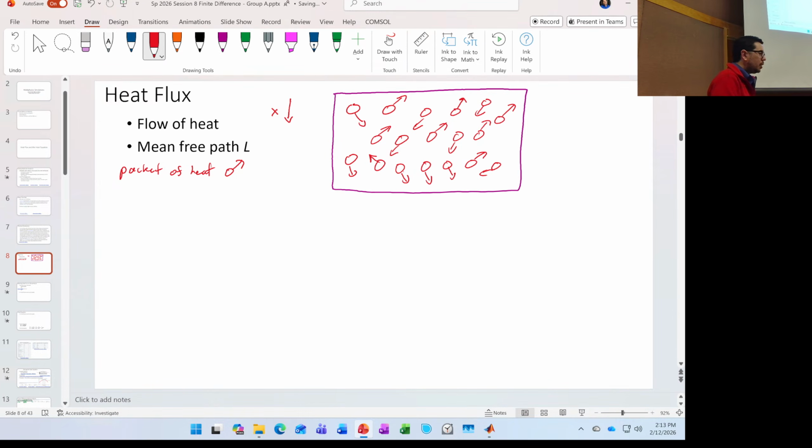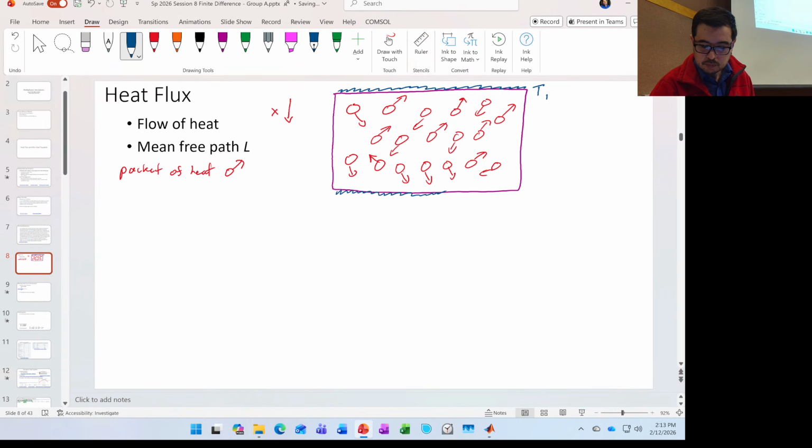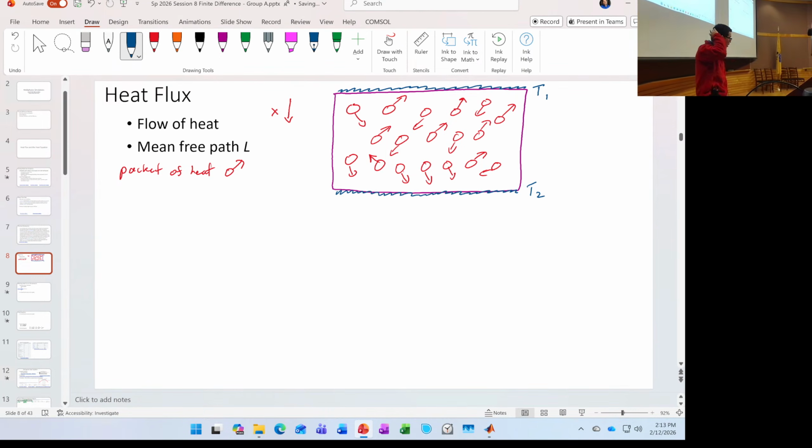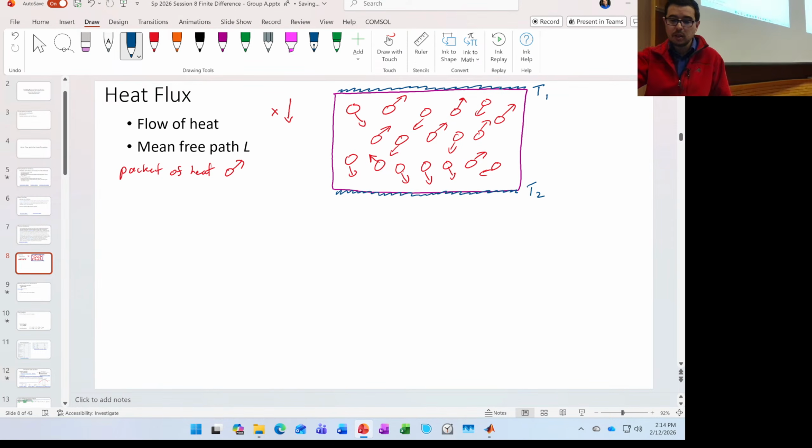Okay? And let's say that at this border, at the top, you have some form of temperature. And on this, okay, you have something that kind of looks like that at the bottom. And let's say that there's a difference in the temperature between these two sides.